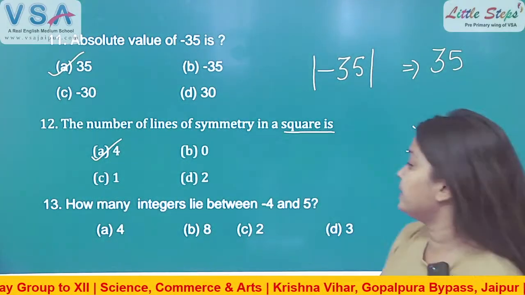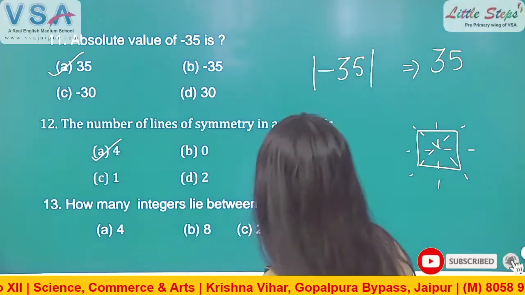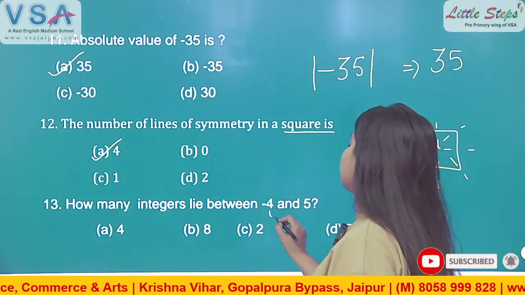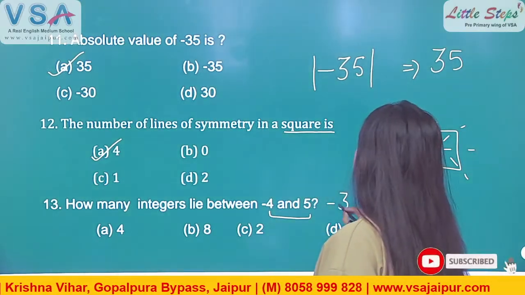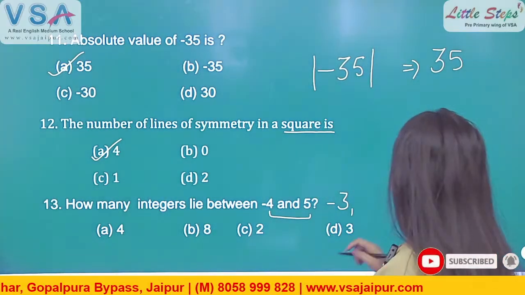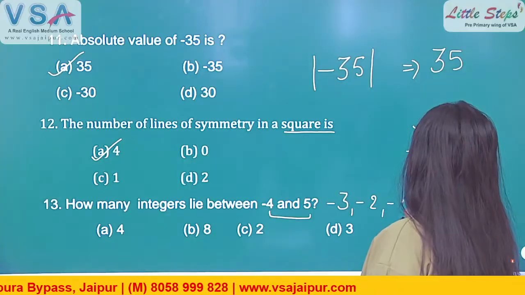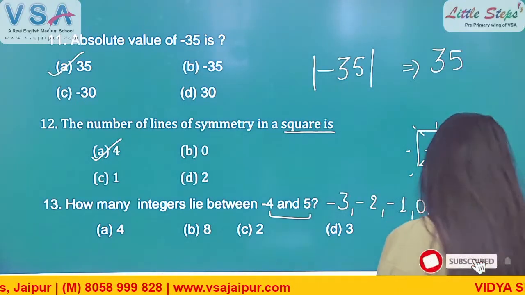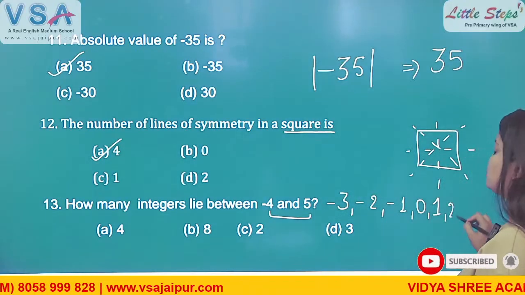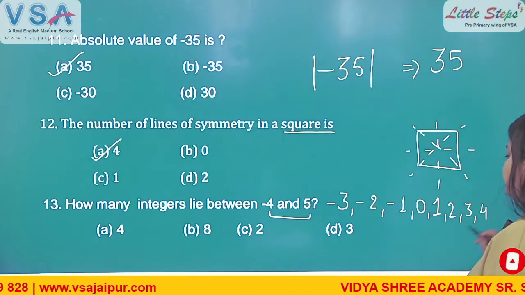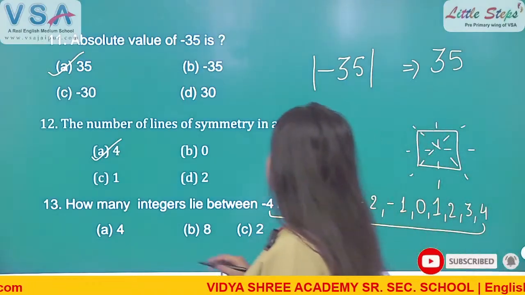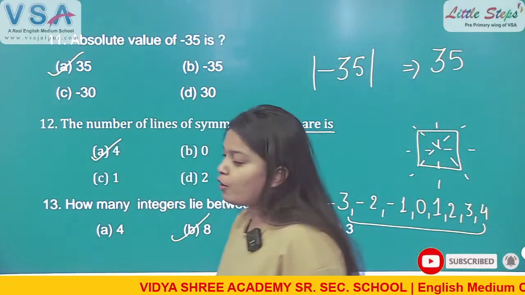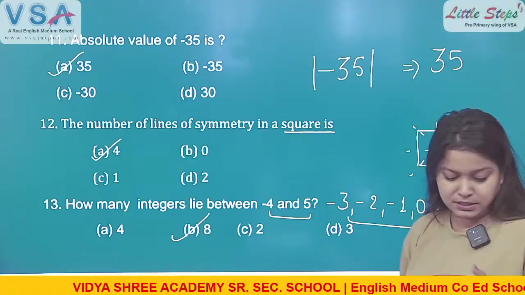Next MCQ, how many integers lie between minus 4 and 5? So we have to count the numbers. First of all, let's find out. We have minus 3, going to minus 2, moving on to minus 1, 0. Then we have 1, 2, 3, 4. We have 8 numbers that lie between minus 4 and 5. Option B is the correct answer.